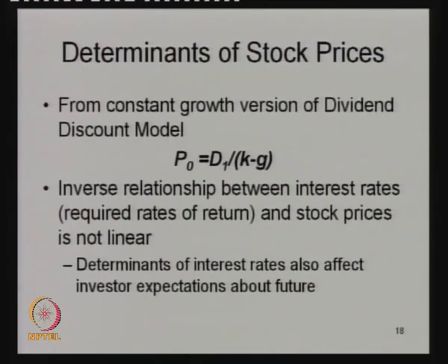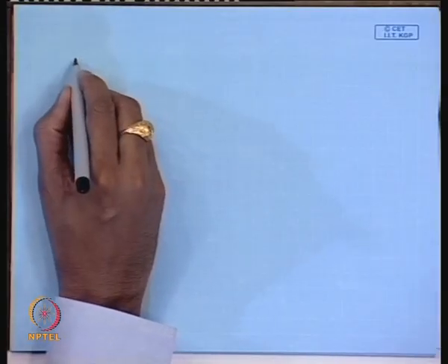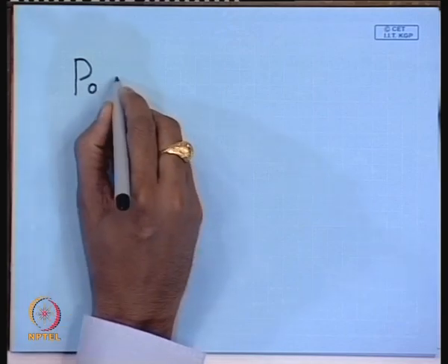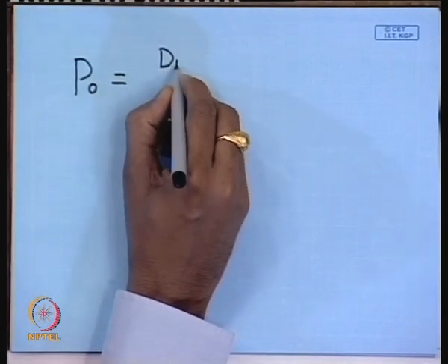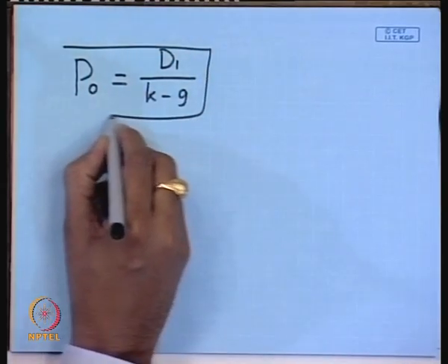Then we move on to how we are going to capture this, that is, determining stock prices by applying the classic model, the dividend discount model. If you look at the classic dividend discount model, as given in the graph, P0 is equal to D1 divided by K minus G. As we discussed earlier, the price of a particular stock today is nothing but D1 divided by K minus G. So this is the classic dividend discount model.